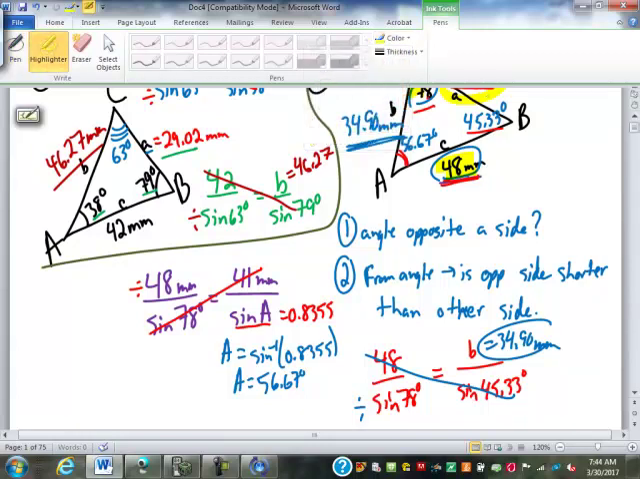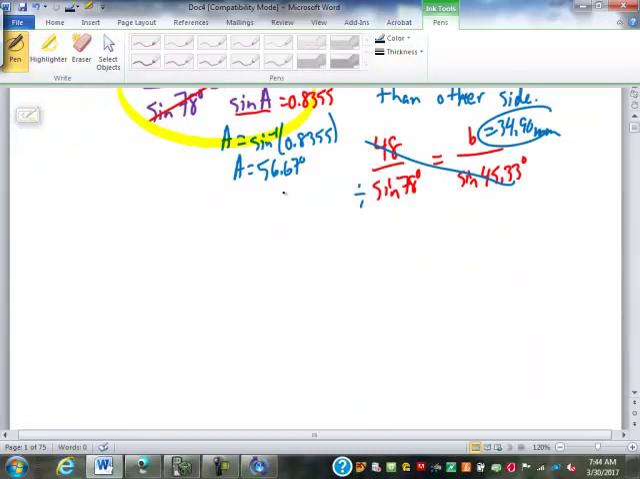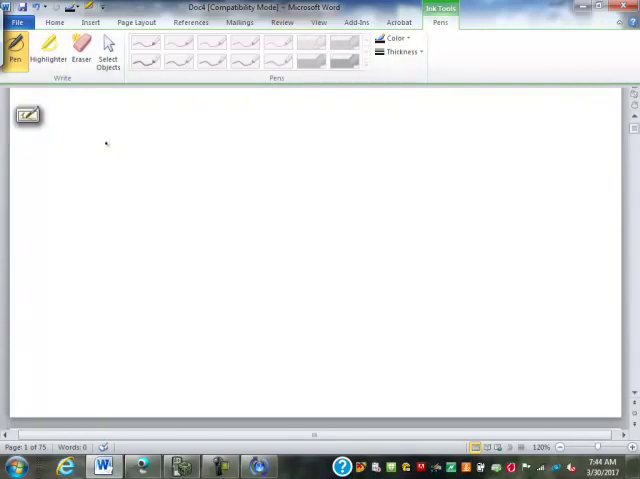So this deal where you have to do the inverse sine, you should never have to do that more than once in a single problem. So now the next example we want to look at, what happens when we do have an obtuse angle?